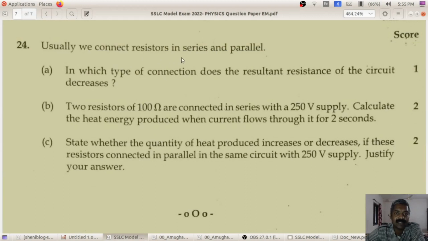Usually we connect resistors in series and parallel. In which type of connection does the resultant resistance of the circuit decrease? Parallel connection, the resultant resistance of the circuit decreases.